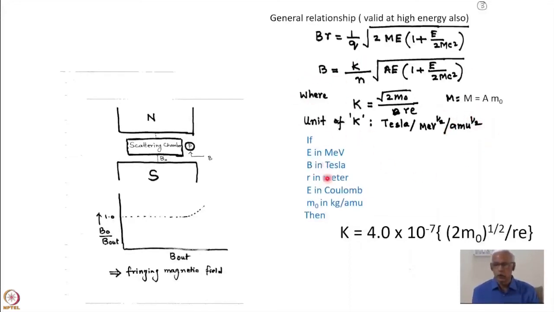Now, when you are doing an experiment, you would like to quickly calculate the thing. So, if you put energy in MeV, B in Tesla, R the radius of curvature in meters, and C in Coulomb, M0 in kg per mu, then K is equal to 4 into 10 to the minus 7 times the root of that. So this takes care of all the constants.